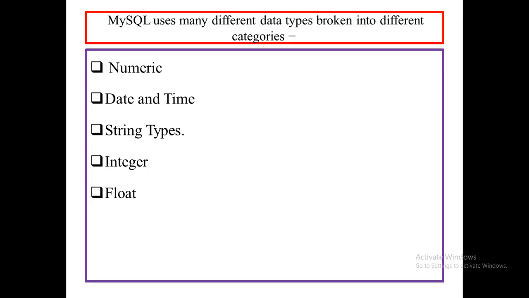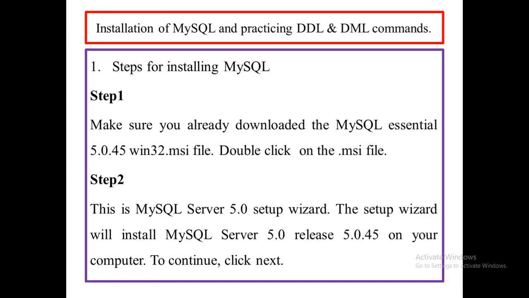MySQL uses many different data types, like numeric, date and time, string, character, varchar, integer, float, and so on. These are the different types of data types that you have seen in your programming. We are going to see this in detail. So how can we install and use MySQL? To use MySQL, first you have to install it. To practice DDL and DML, you need to install it first.